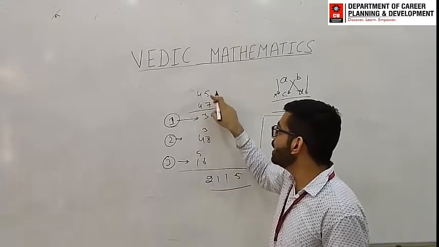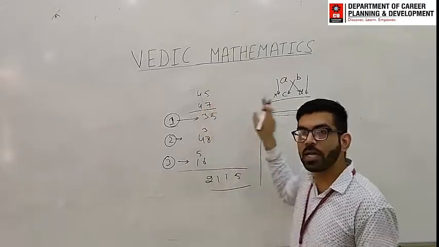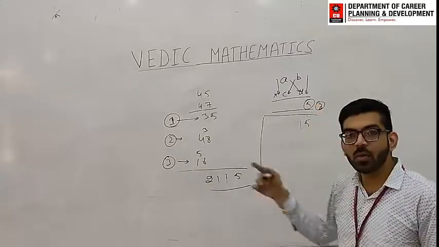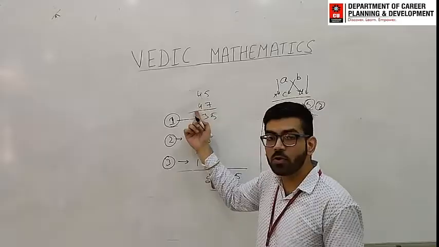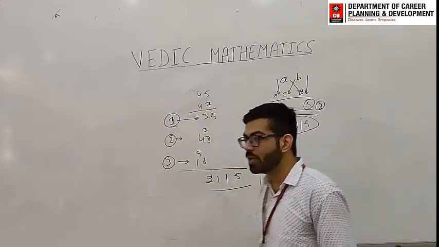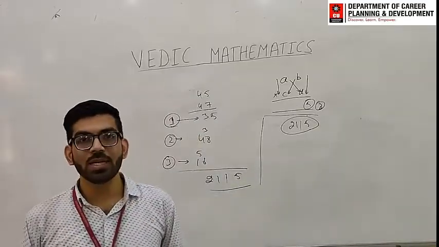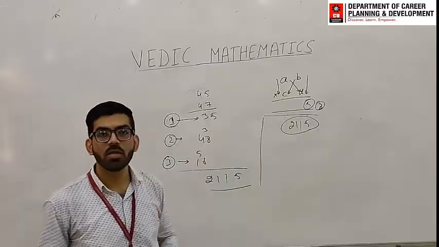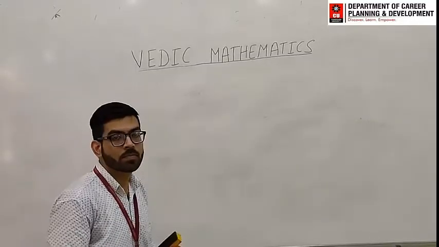Next number, 28 plus 20, 48. 48 plus 3, 51. So the last number, 1, 5 is your carry. Move to the next number. 4 into 4, 16 plus 5 is 21. That will be our answer. So, I hope this one is clear, everyone, that this is how we multiply a 2-digit number with a 2-digit number.